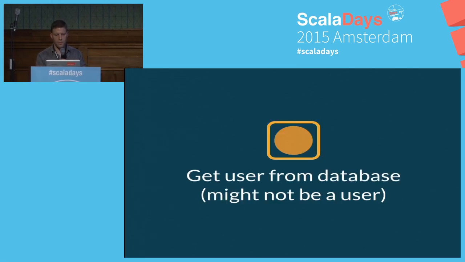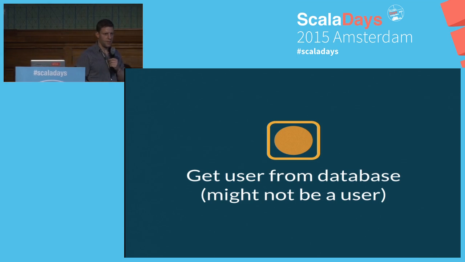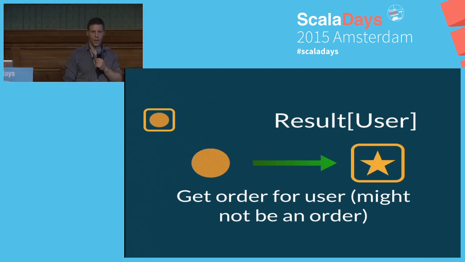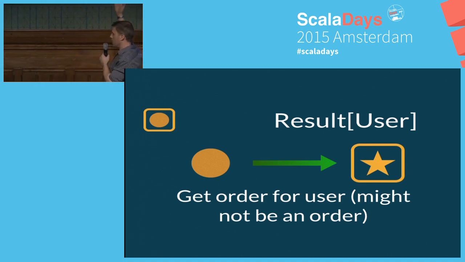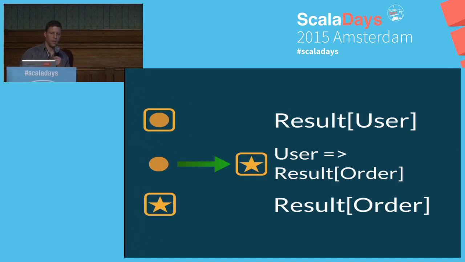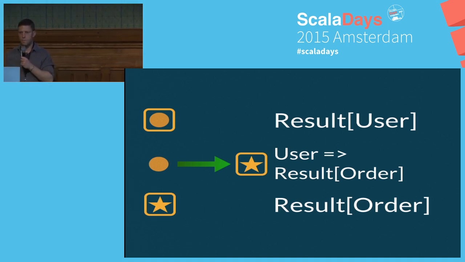Okay, let's see another example. We're going to get a user from the database. There might not be a user. And then we want to get the most recent order for that user. Now, a user may not have ordered, so they might not have a most recent order. So instead of getting back just an order, we get back an order wrapped up in a Result, because there might not be one. Okay, so our complete computation is going to look like this. Get a Result of User. If we have a user, get their order, and we're going to end up with this Result of Order.